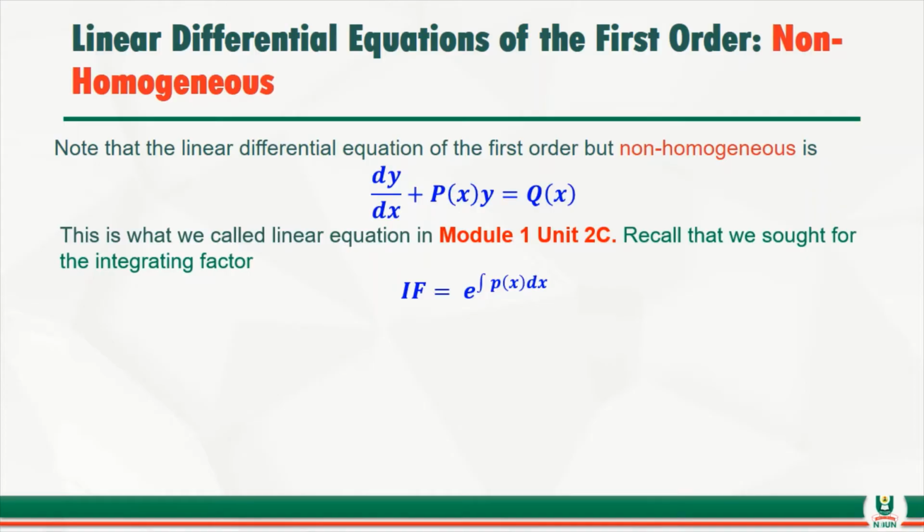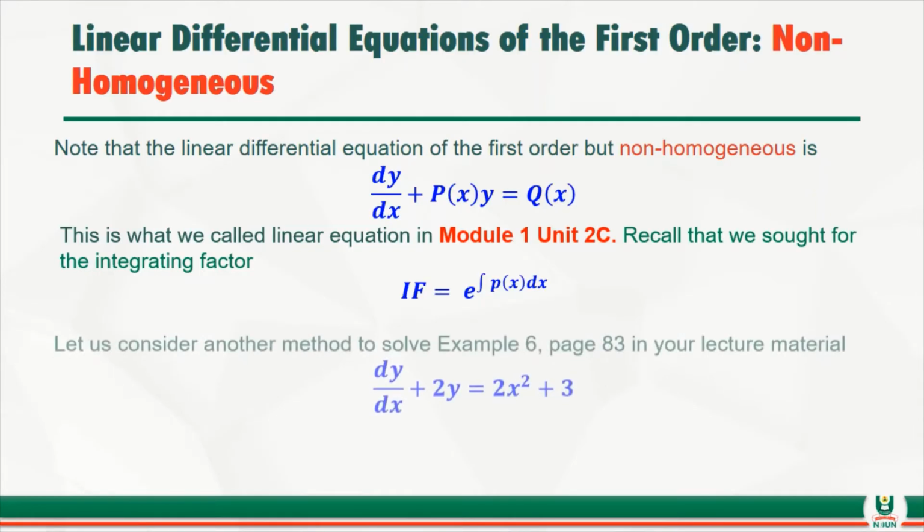The example now is this. Let's consider dy/dx plus 2y is equal to 2x squared plus 3. This example, you have it in your lecture material, page 83. They actually use a particular method, variation of parameters, to solve it. But in this video, I will solve it using the same method I used in Module 1 Unit 2C to solve the same problem. So that's what we're going to consider now.